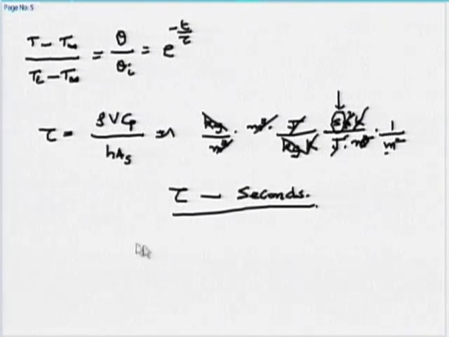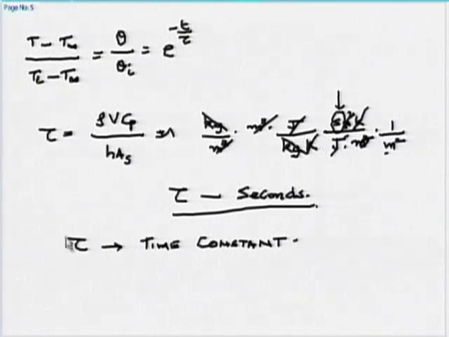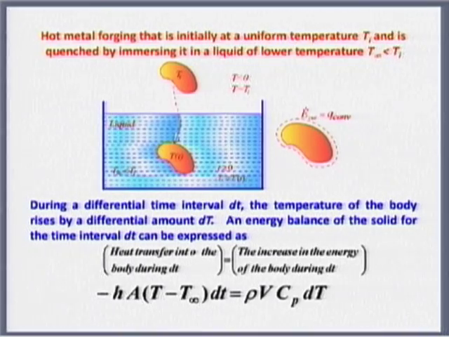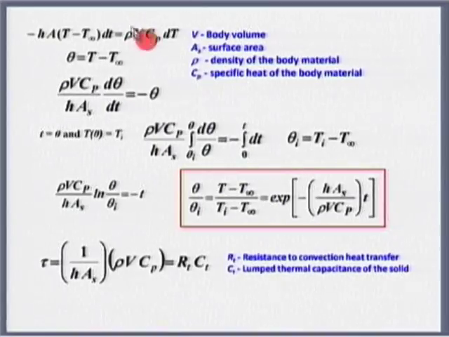So, what is this tau? Tau is the time constant, because it has the unit of time. Now let us go back and see; we can plot this for different taus. Recapping the derivation: minus h A s (T minus T infinity) is equal to rho V C p dT upon dt. I integrated that and ended up with (T minus T infinity) upon (T I minus T infinity) equal to exponential of minus t by tau.